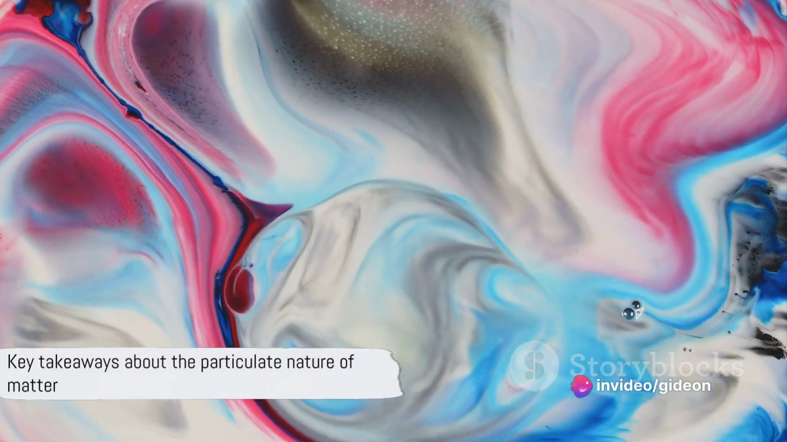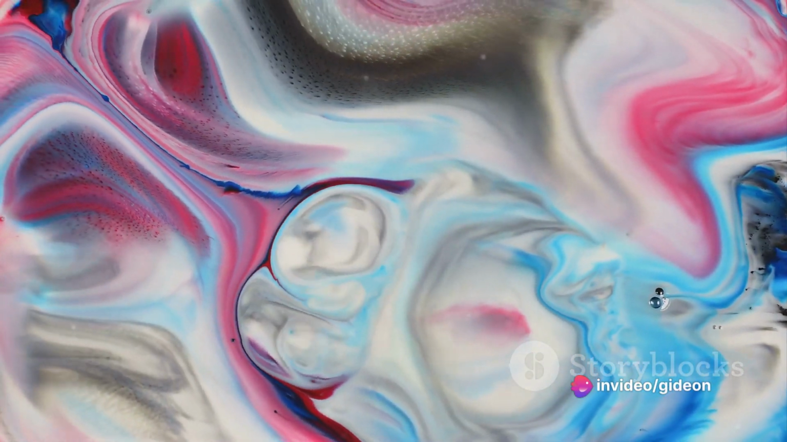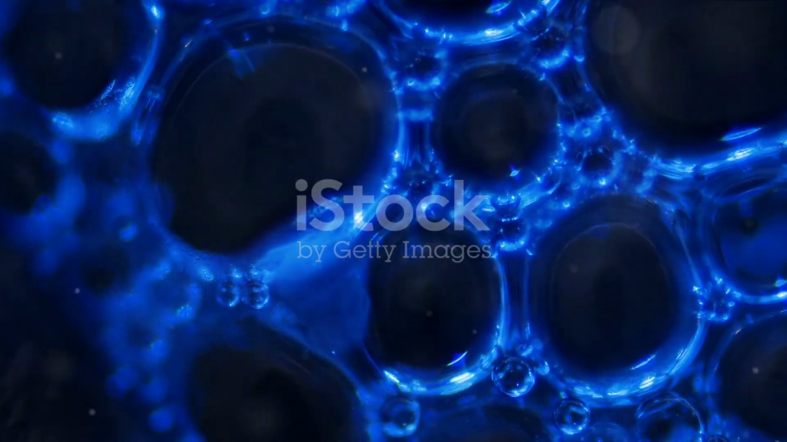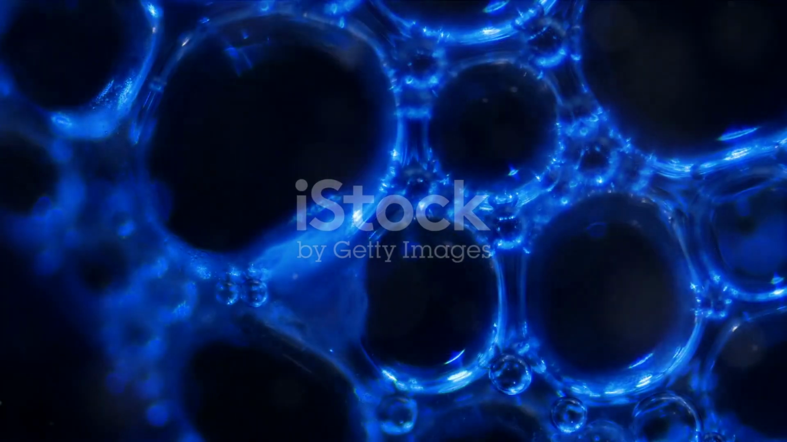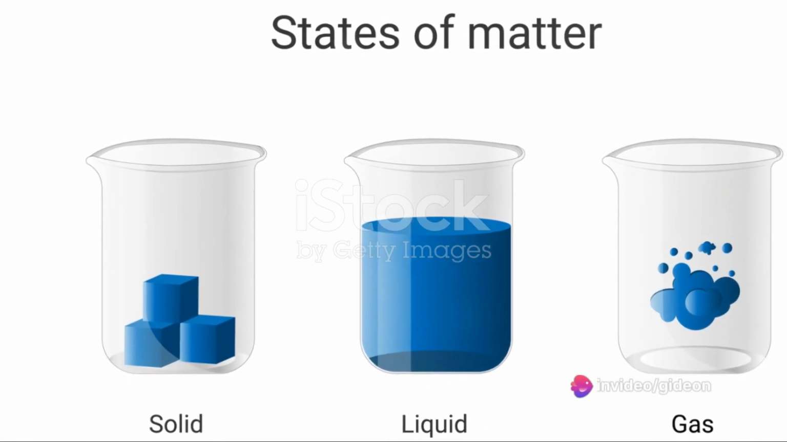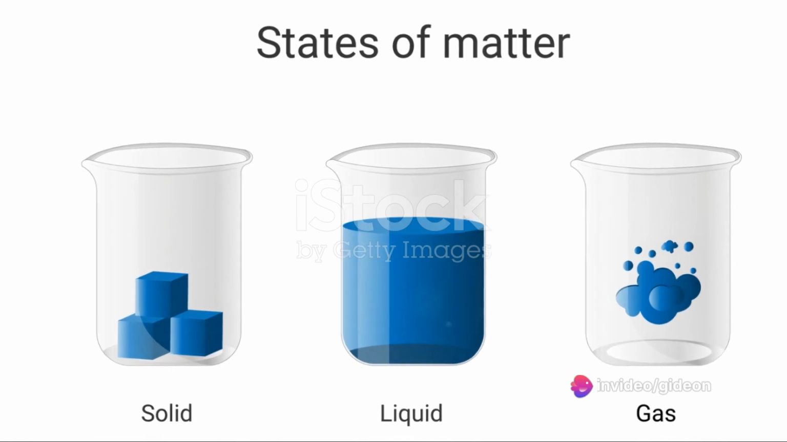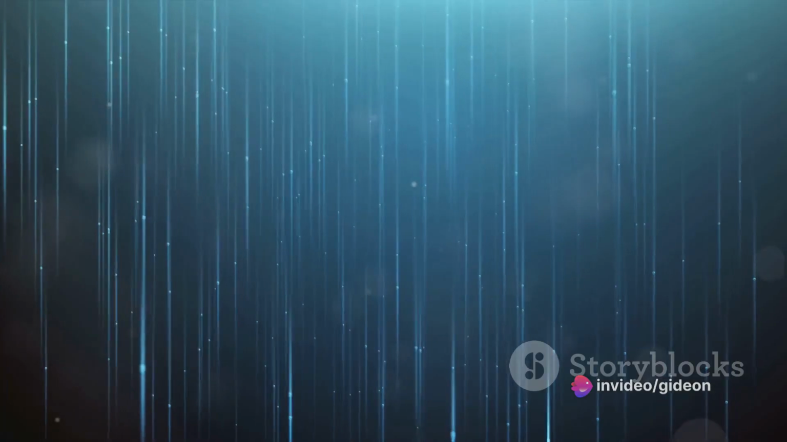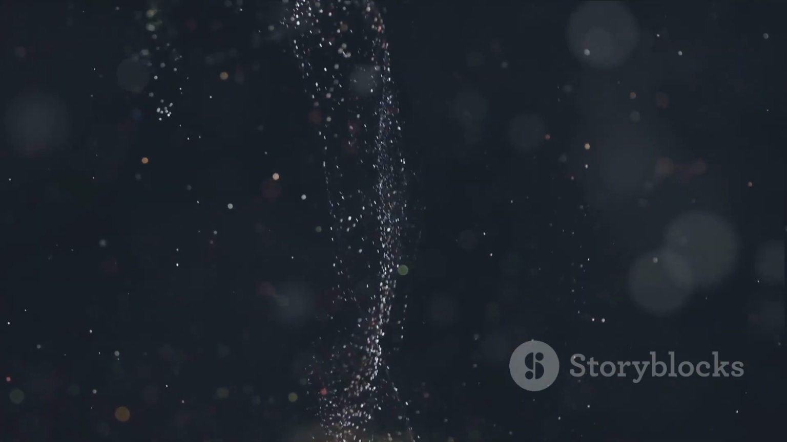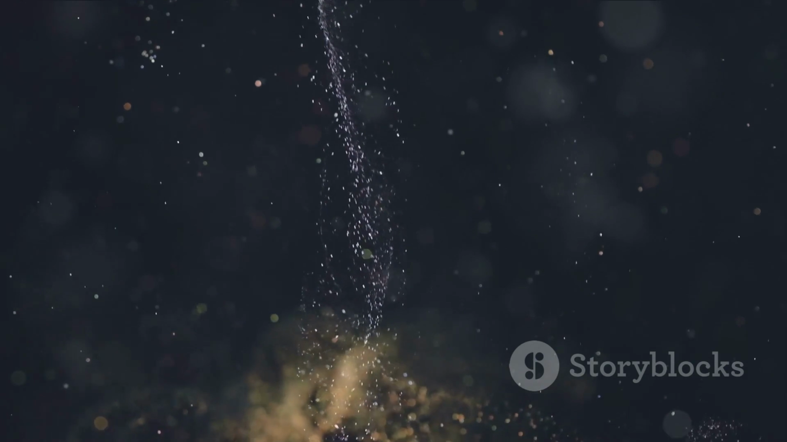These examples illustrate three key takeaways about the particulate nature of matter. First, all matter is composed of tiny particles. These particles can be atoms, molecules, or ions. Second, the state of matter, solid, liquid, or gas, depends on the arrangement and movement of these particles. And third, particles tend to move from areas of high concentration to areas of low concentration, a process known as diffusion.